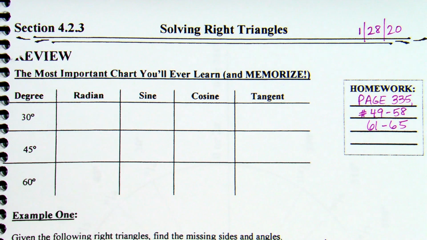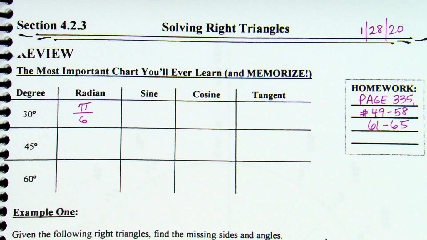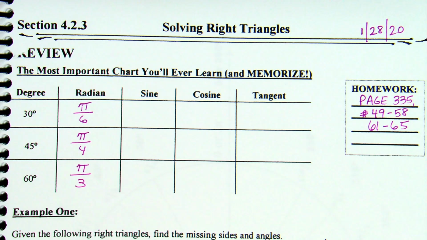30 degrees is pi over 6. And if you forget what it is on the quiz, how do we get to it? Multiply by pi over 180. 45 degrees is pi over 4, and 60 degrees is pi over 3. Okay? So you've got them right there. Know those, whatever your memory technique is.